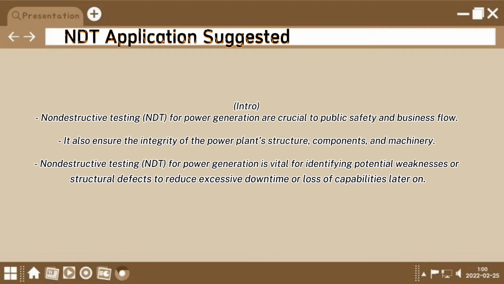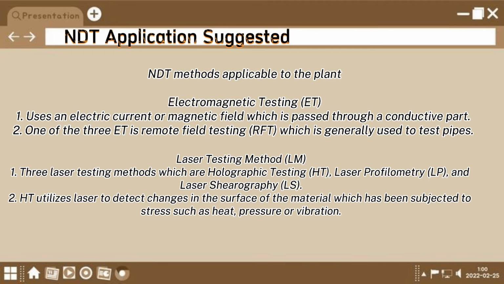So to proceed, there are three non-destructive methods that I chose for this specific plant. The first one is electromagnetic testing, then laser testing, and also leak testing. So for electromagnetic testing, a conductive part is passed through an electric current or magnetic field. Remote field testing, which is one of the three electromagnetic testing methods, is frequently used to evaluate pipes. It is useful in our situation because it can assess the condition of the thermal plant's pipes.